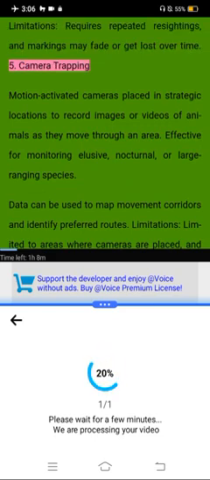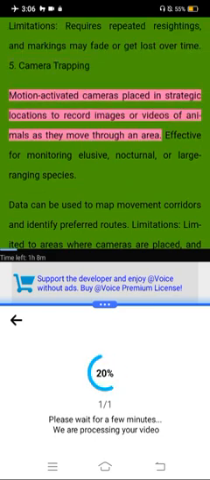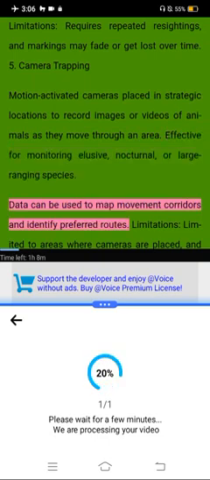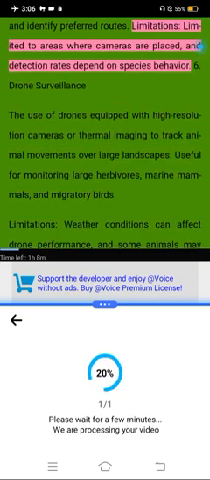5. Camera trapping. Motion-activated cameras placed in strategic locations to record images or videos of animals as they move through an area. Effective for monitoring elusive, nocturnal, or large-ranging species. Data can be used to map movement corridors and identify preferred routes. Limitations: limited to areas where cameras are placed, and detection rates depend on species behavior.